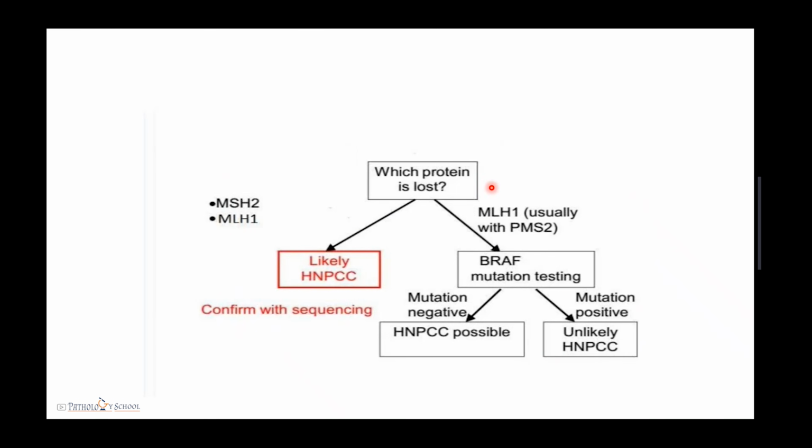Now, which protein is lost? Suppose MLH1. If I talk about MLH1, we already know what happens: there is hypermethylation and there is BRAF mutation testing over here. And if the protein is not lost, so likely it is, suppose it is HNPCC, right? So if BRAF mutation is negative, HNPCC is possible. But if the mutation is positive for BRAF, it is unlikely to be HNPCC, right?